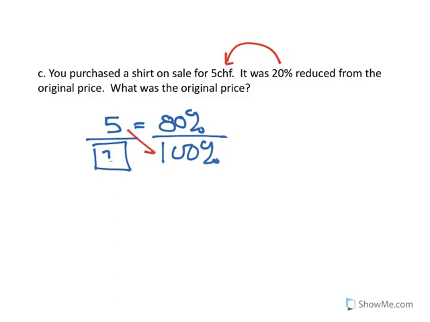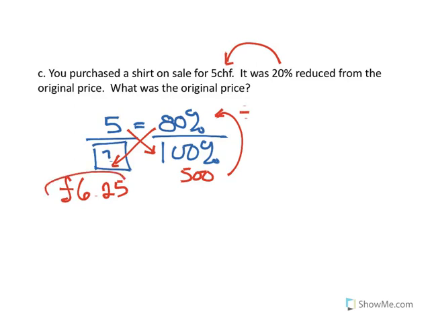So let's work it out. 5 times 100 gives 500. Divide by the remaining number of 80, and you figure out that the original price was £6.25. And if you really want to double check, you can work it out. 5 divided by 6.25 will give you 80%, which represents what you paid.